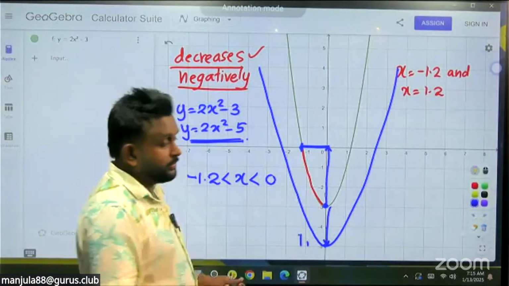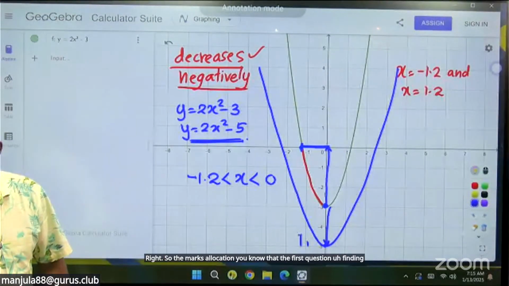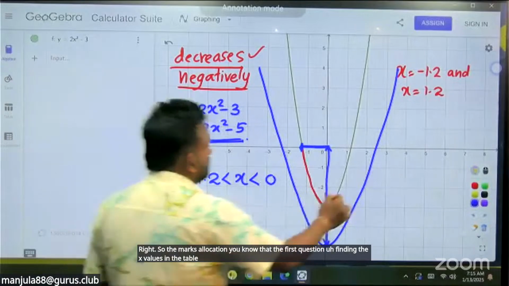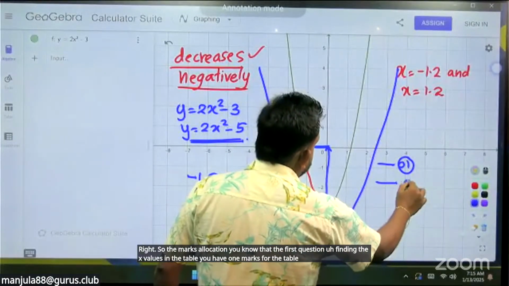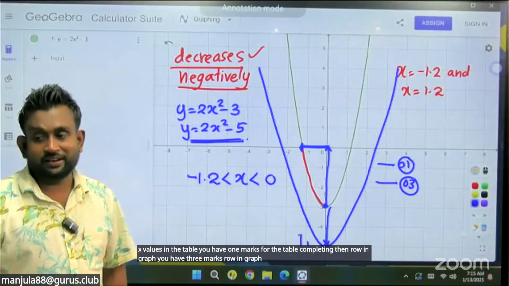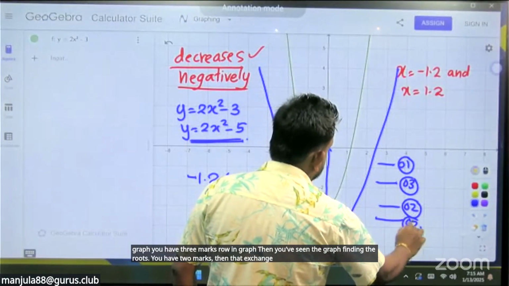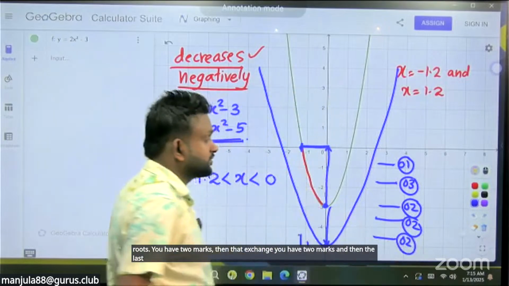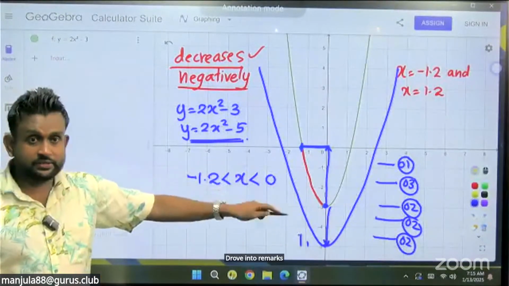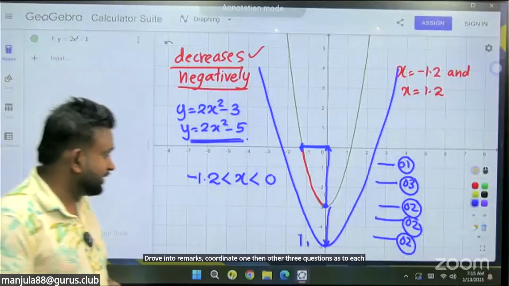Right. So the marks allocation: for the first question, finding the x values in the table, you have 1 mark for completing the table. Then drawing the graph, you have 3 marks. Then using the graph to find the roots, you have 2 marks. Then the next part, you have 2 marks, and the last part, you have 2 marks. So that is the marks allocation. Drawing the graph is 3 marks, coordinates 1, then the other 3 questions are 2 each. Right, now that is okay.